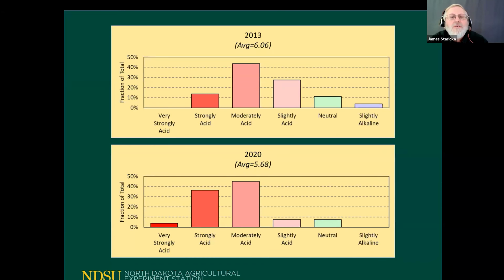Also, I was a little surprised that the size of the change in acidification did not appear to differ among the crop sequences. I thought that it might vary because there have been different amounts of nitrogen fertilizer applied to the different crop sequences, but that's not what happened.